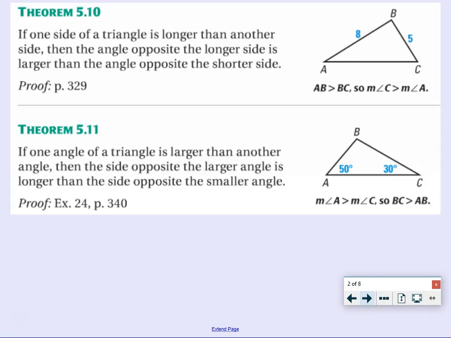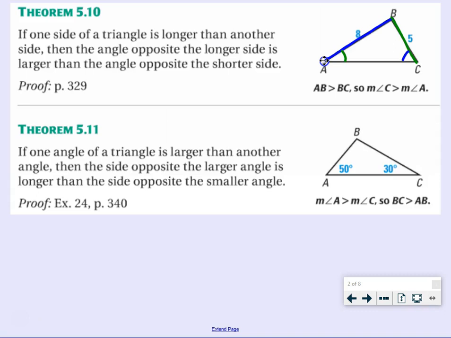Theorem 5.10 is if one side of a triangle is longer than another side, then the angle opposite the longer side is larger than the angle opposite the shorter side. So here AB is 8 in length and BC is 5 in length, which means the angle opposite side 8, which is angle C, is bigger than the angle opposite side BC, which is angle A. So angle C is bigger than angle A.